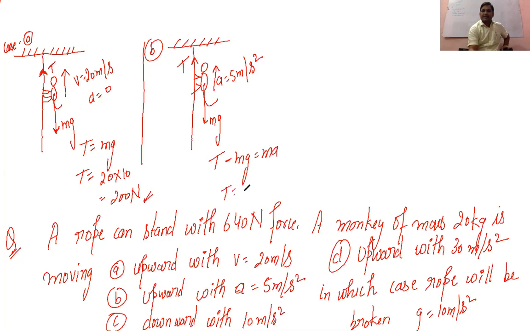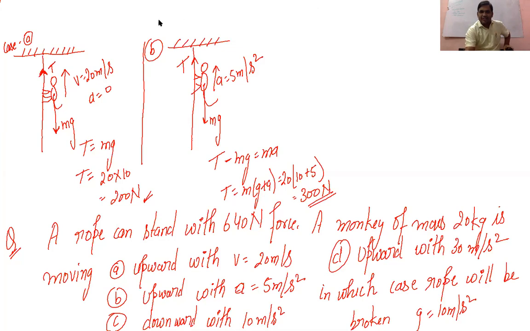So tension will be your mg plus a, and the mass is your 20 and g is your 10, and 5 will be your acceleration. So 15 into 20, that is 300. 300 Newton force will be acting here, na? Yes, sir. So when 300 Newton force is acting on the rope, this rope is not going to break because it can stand 640 Newton. So it will not break now, in this case also it will not break.